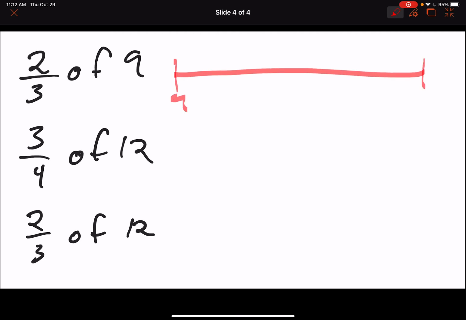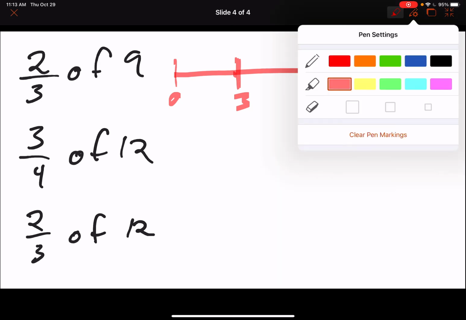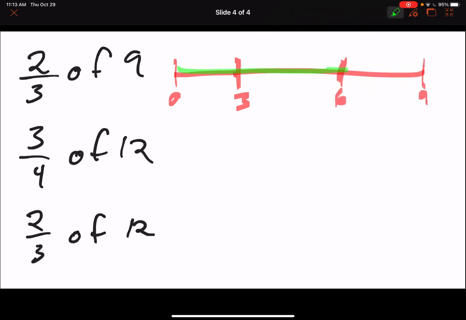All right, so I'm going to do this on a number line. If I have 9 and I want 2/3 of that, I'm going to divide this line up into 3 parts, right? So this would be 3, and that would be 6, and there would be 9. And now I want 2/3 of that, right? So 2/3 of 9, I like to use number lines, is going to be right here. So how many do I get? Out of the 9, I'm going to get 6 out of the 9.